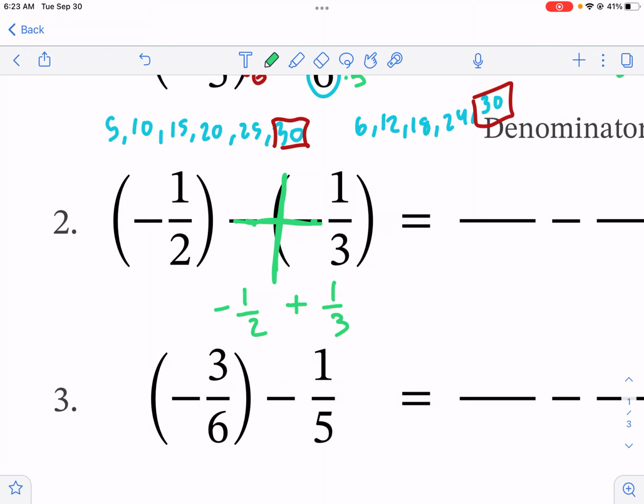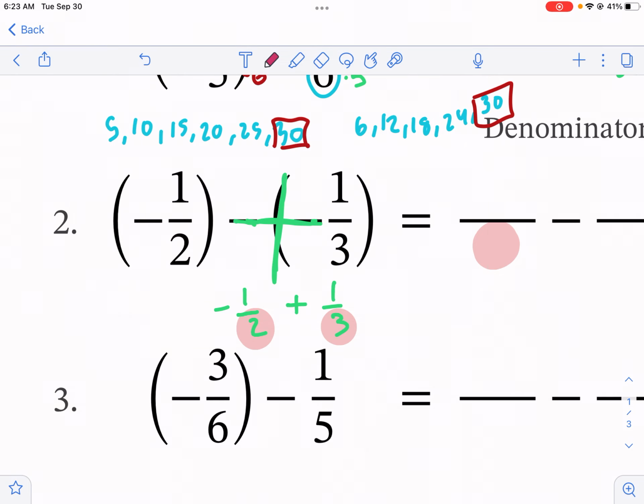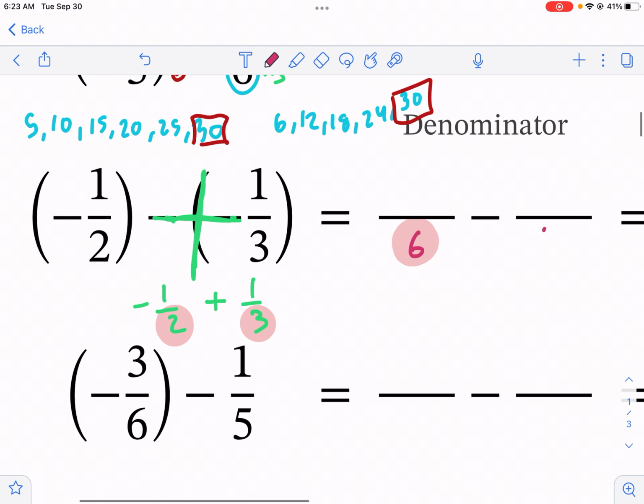So they're different signs. Okay? Now I need to find a common denominator between the two. Something that always works with finding a common denominator is multiplying those two numbers together. So I can multiply 2 times 3. That always works. Now, it might not be a guarantee that it's going to be the smallest denominator, which makes it easier, but it always works in terms of finding a common denominator. So I'm going to do 2 times 3, and I'm going to have 6 as my common denominator.